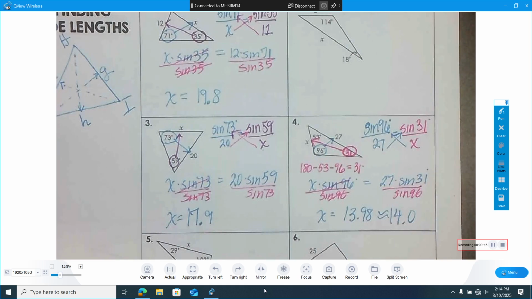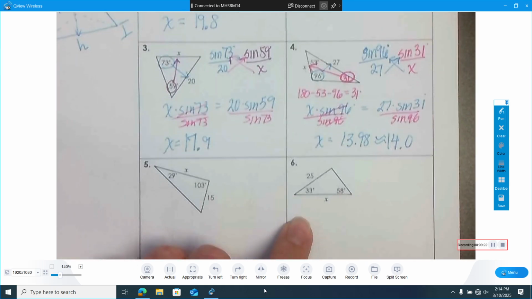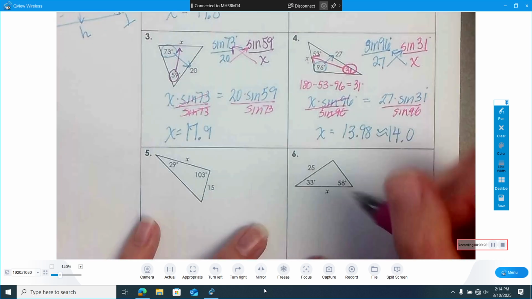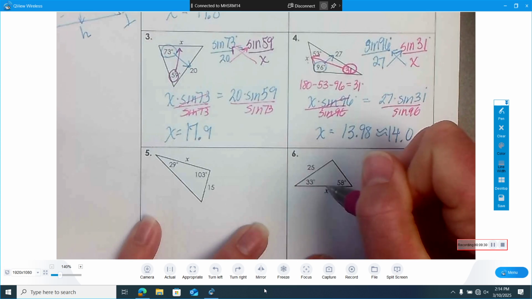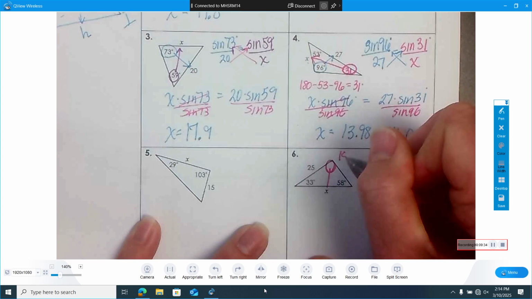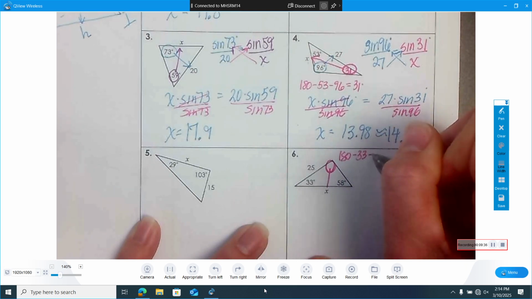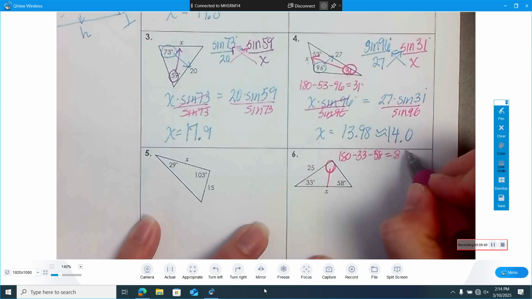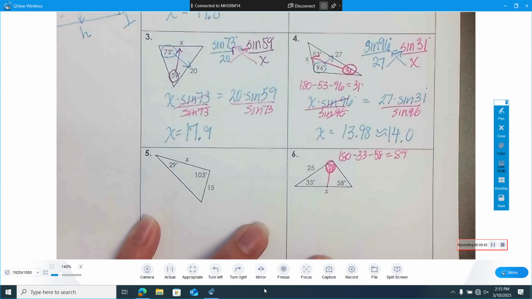Questions so far? Is this easy or hard? Easy. Ready? Let's do the last one, number 6 here. What do we need to do? 180. Find the missing angle, yeah, because our x needs that opposite angle, so we absolutely need to figure that out. 180 minus 33 minus 58, 89. Okay, so that angle's 89 degrees up there.